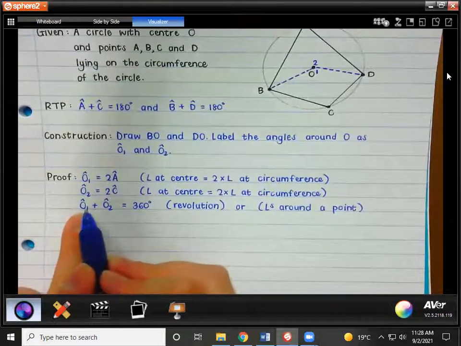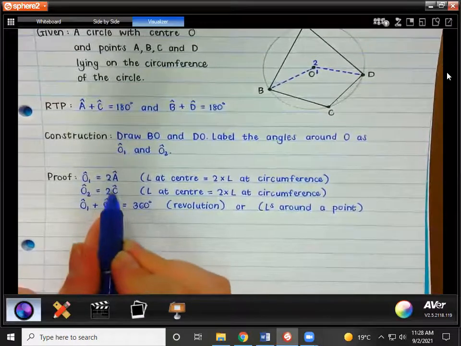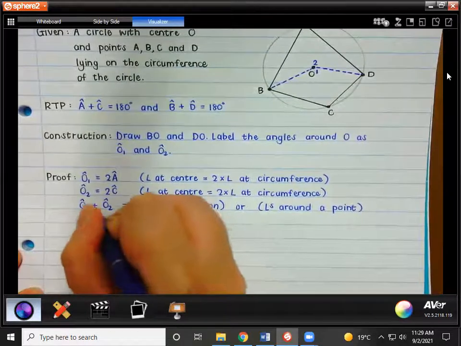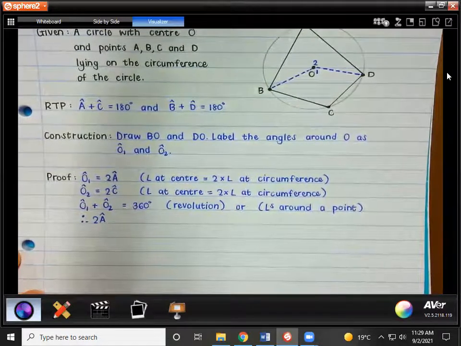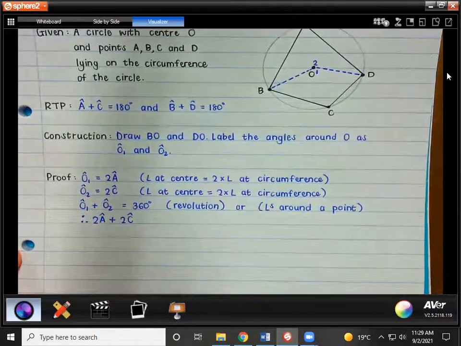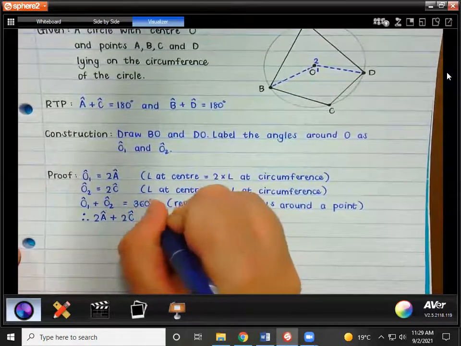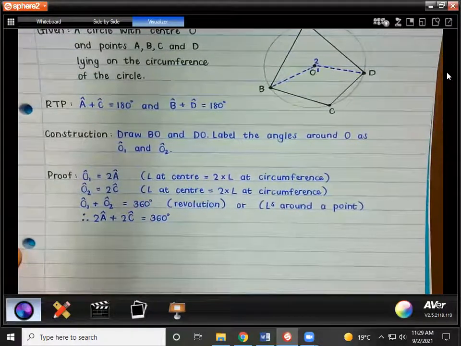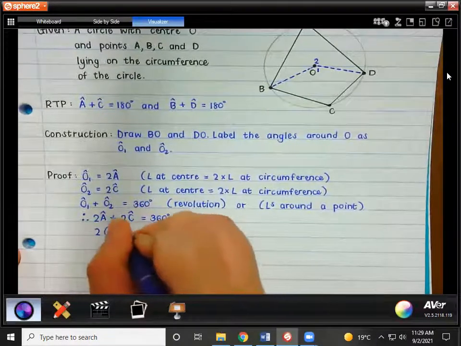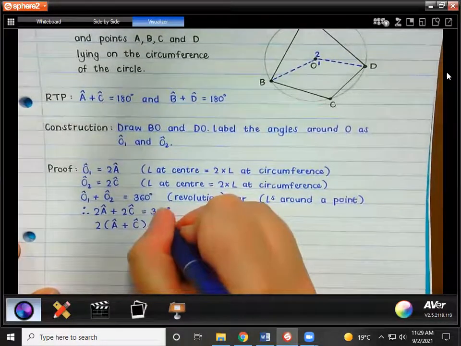But now what we're going to do is we're going to replace O1 with 2A. And we're going to replace O2 with 2C. So therefore, instead of O1, we say 2A, because O1 is 2A. Plus, instead of O2, we're going to replace that with 2C, right? Because we proved that O2 is equal to 2C. So that is equal to 360 degrees. Now I'm going to take 2 out as a common factor there. Or you could just divide through by 2 if you wanted to. That also would have been fine.